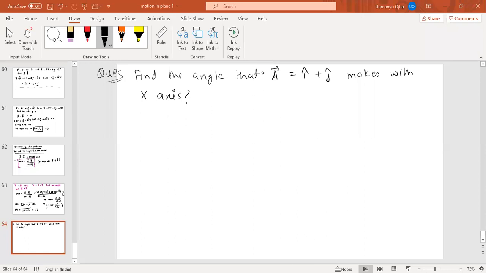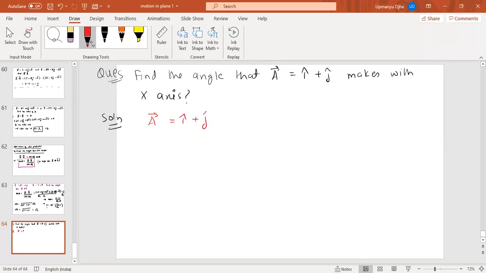What is the angle between a vector and x-axis? 60 degree, 45 degree. Okay, fine. 45 degree. Okay, 45. Okay, I think you got the answer. So the question is, a vector is given by i cap plus j cap.